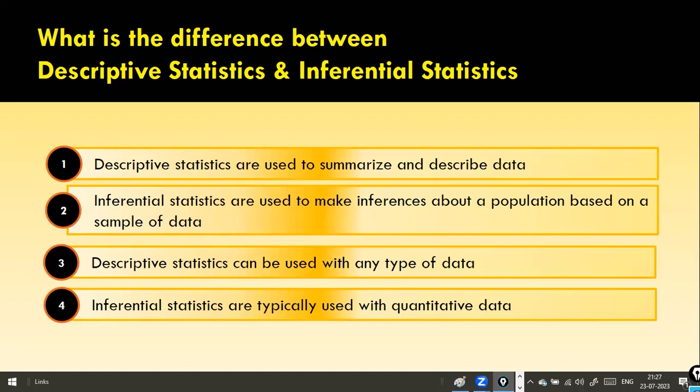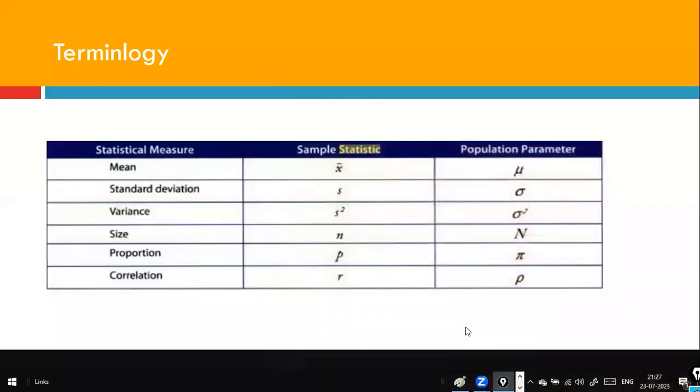Another thing you need to keep in mind is that descriptive statistics can be used with any type of data, whereas inferential statistics you can use only with quantitative data. If you remember this much, that is more than sufficient. It's a very simple concept. And these are the terminologies you need to remember.